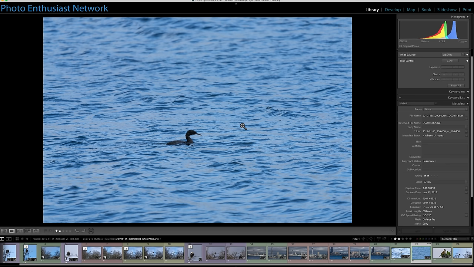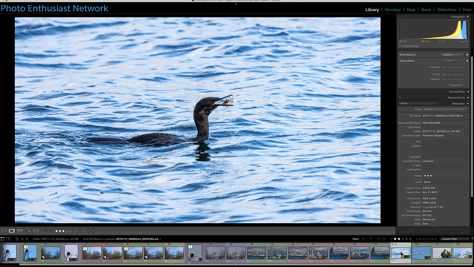And then as I was photographing, I watched this cormorant come into the harbor, and after diving, it came up with a shrimp.